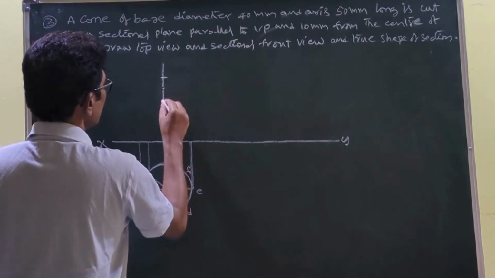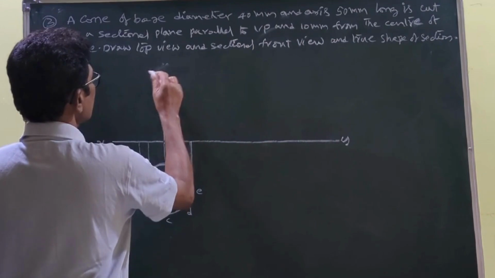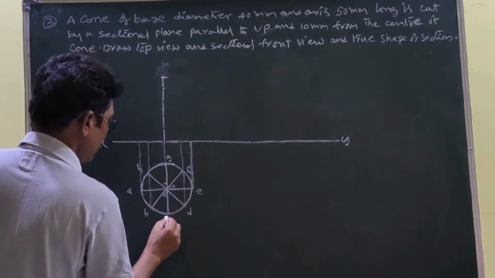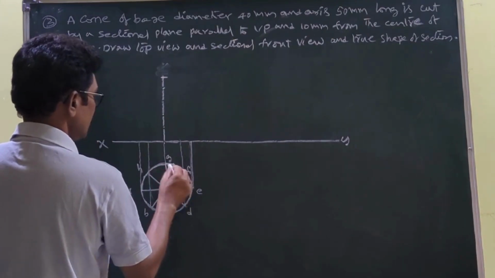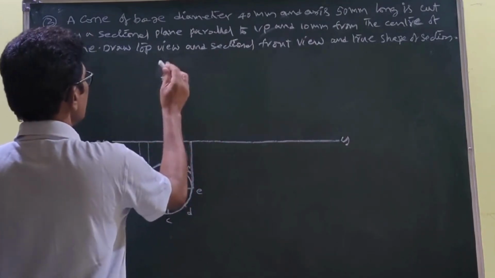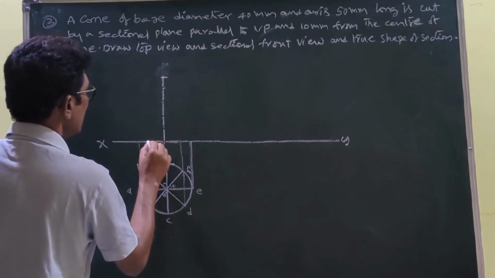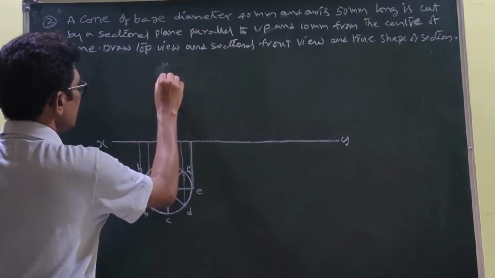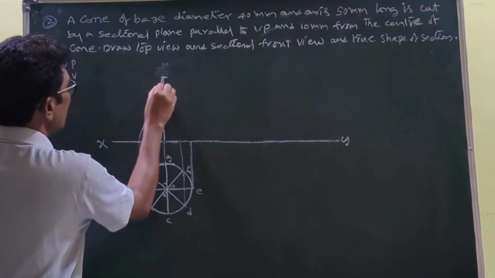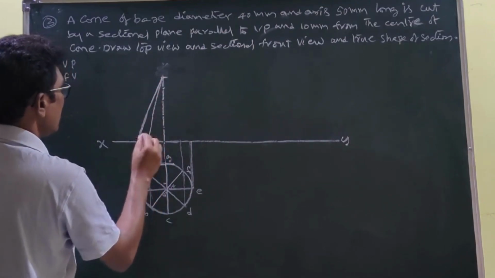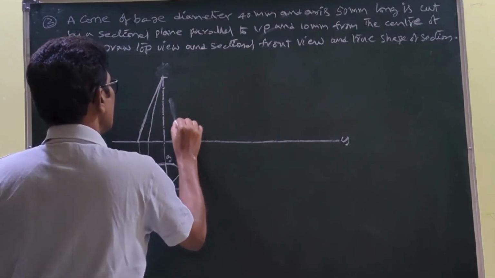Once you fix this axis, this is the diameter. This is the 50. So once you fix this 50, you join these. This is the apex. You join these generators. You join like this, and you join like this.